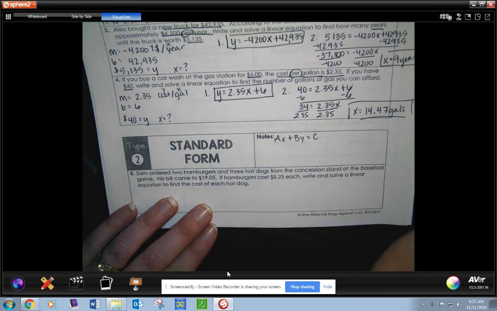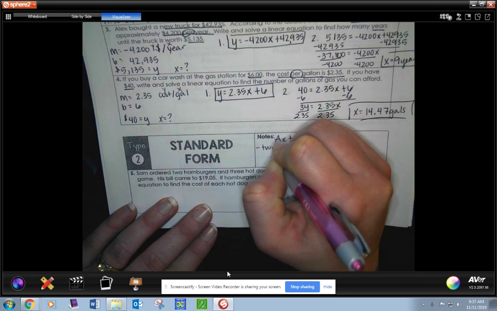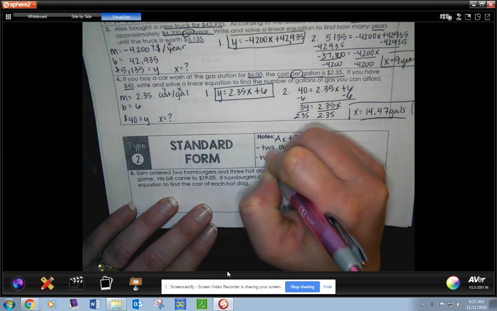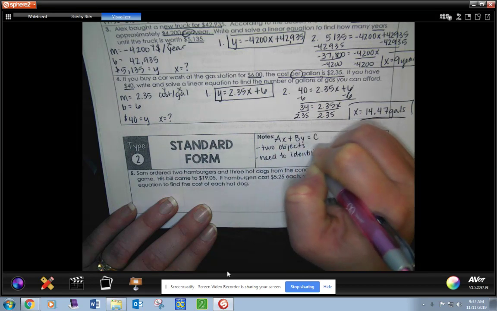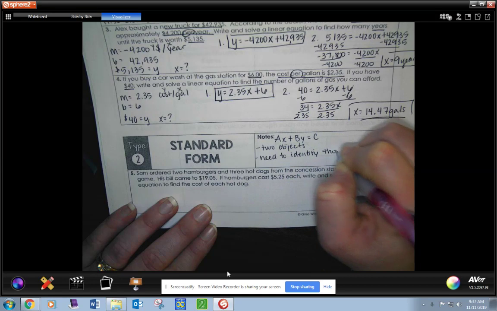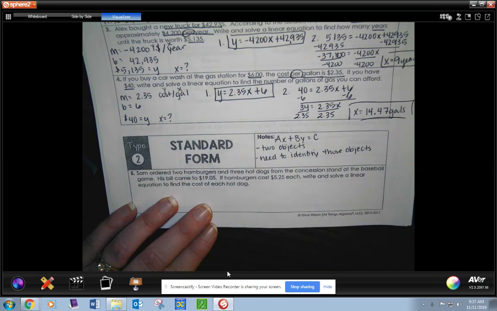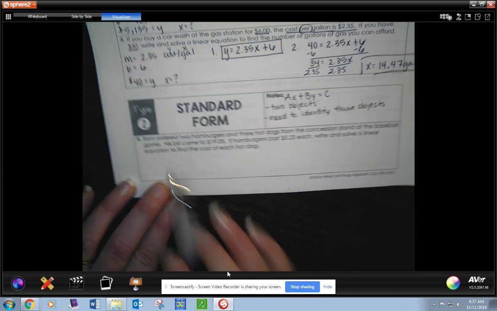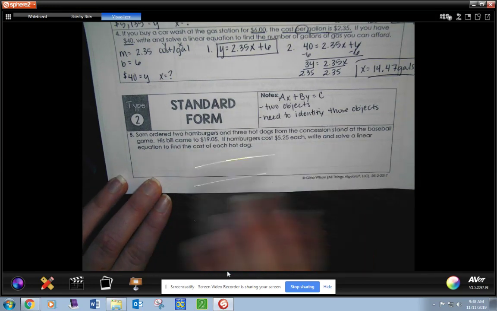So some of the important information you need to know about this is it's going to be talking about two objects, and we need to identify those objects. Now, personally, I think standard form is easier than slope-intercept, but I'll let you take your pick after you do today.